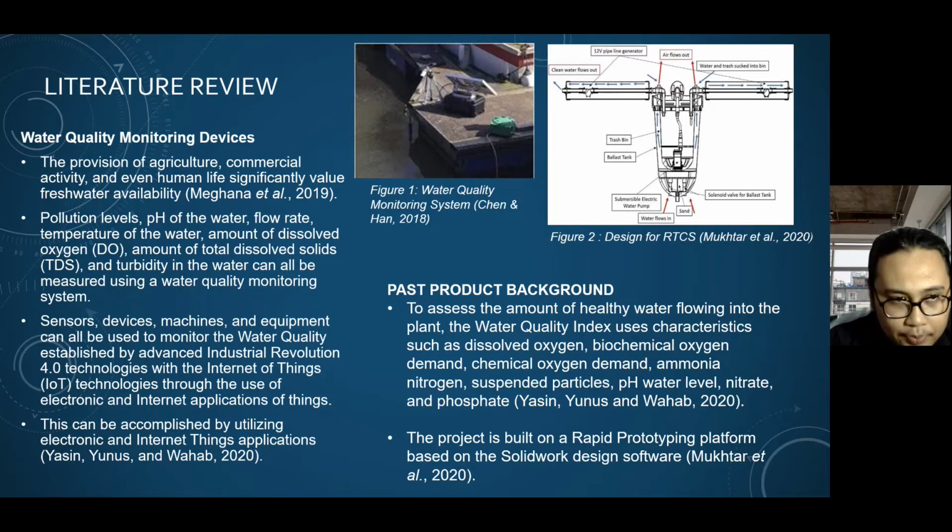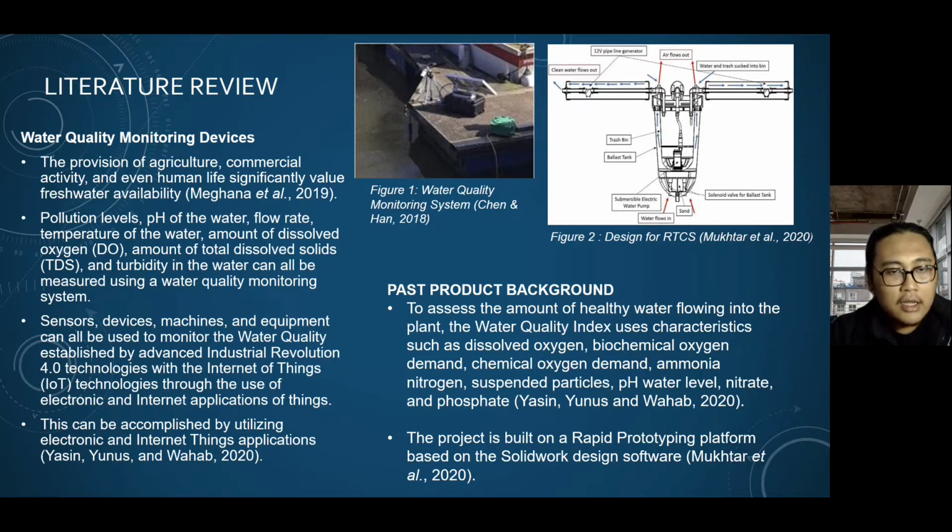For the review, the first topic that I would highlight is about water quality monitoring devices. Freshwater availability is significantly valuable for agriculture, commercial activity, and human life, by Megana 2019. Pollution level, pH of the water, flow rate, temperature, amount of dissolved oxygen, total dissolved solids, and turbidity in the water can all be measured using a water quality monitoring system.